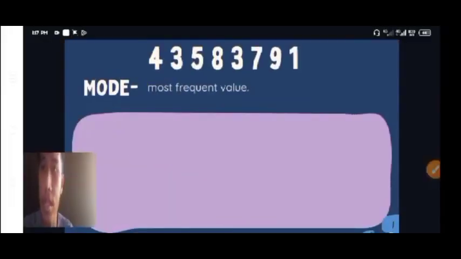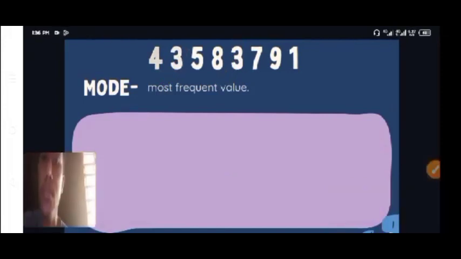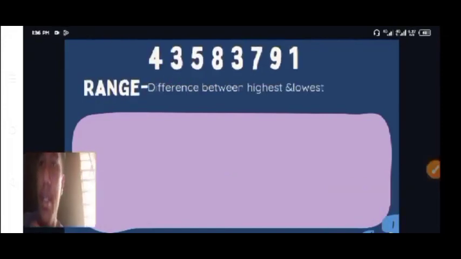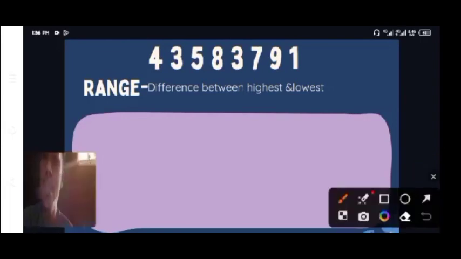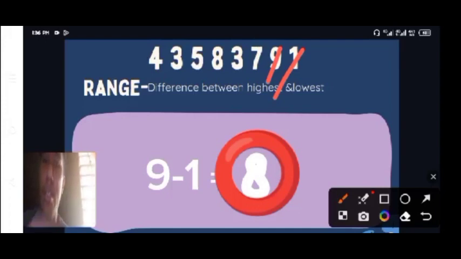Mode, the most frequent value. Ano sa ating data ang mas maraming lumalabas? So, makikita natin is number 3. So, our mode is 3. Range. Range is the difference between the highest and lowest. So, our highest data is 9 and the lowest is 1. So, 9 minus 1 is 8. So, 8 is the range. And that's all about my topic, measures of central tendency. Thank you.